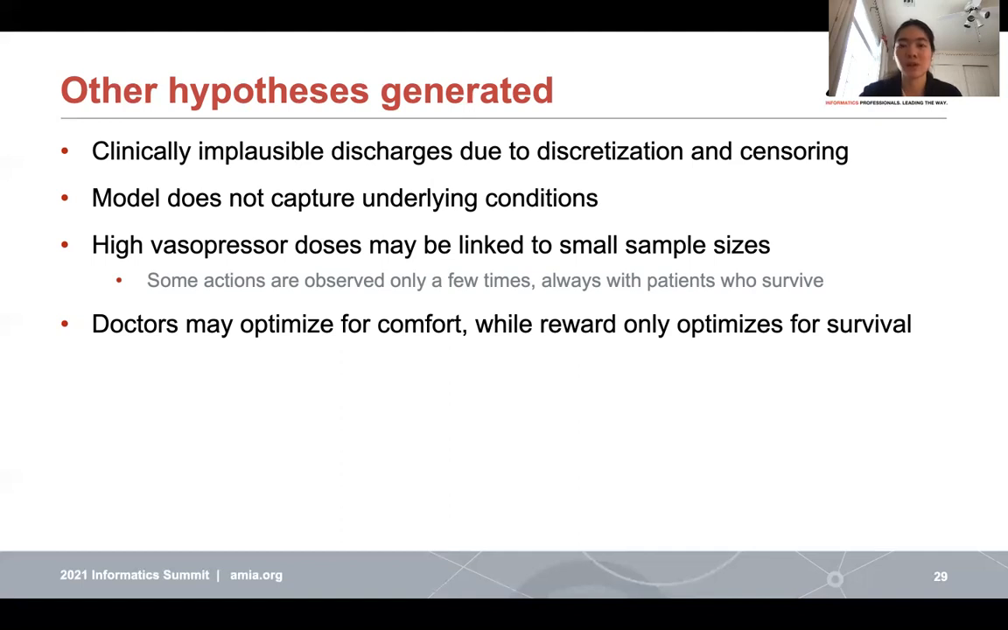Finally, the reward function may be misspecified. The reward function only optimizes for 90-day mortality. However, doctors may optimize for patient comfort instead.